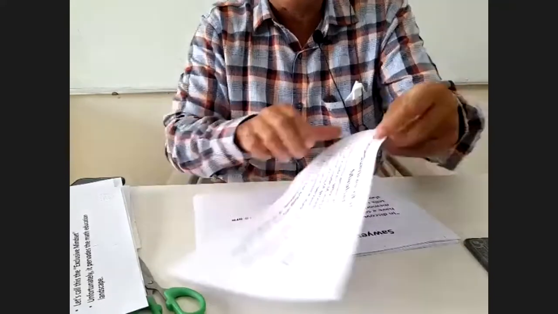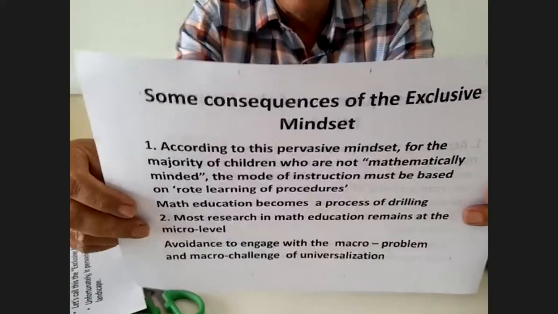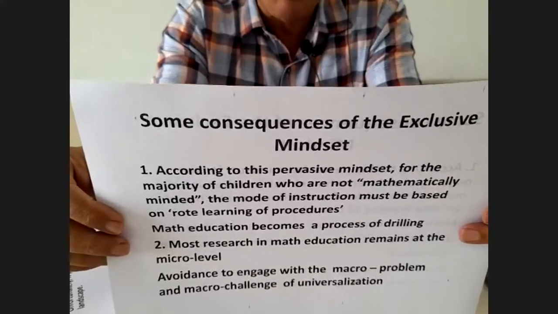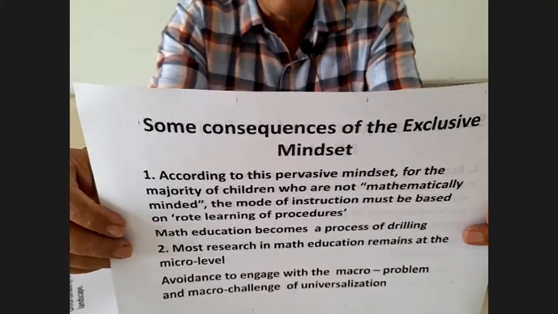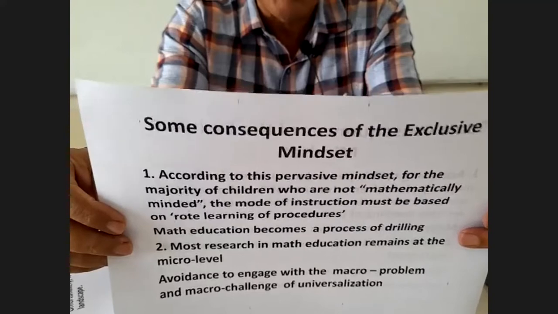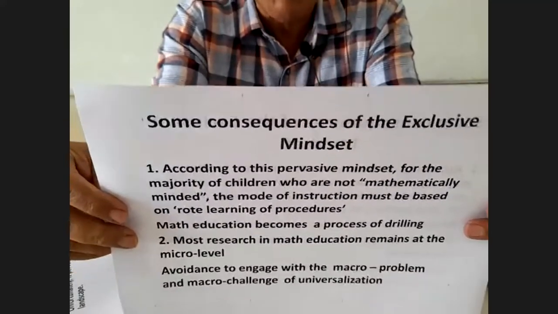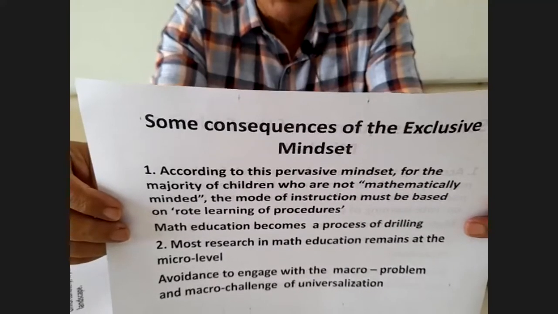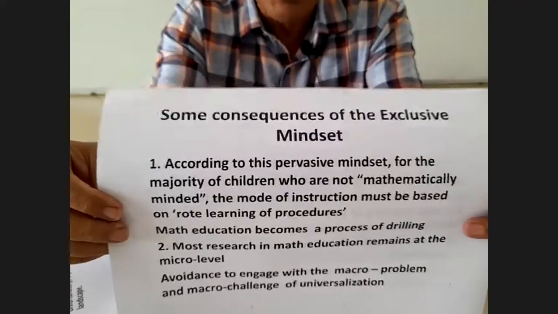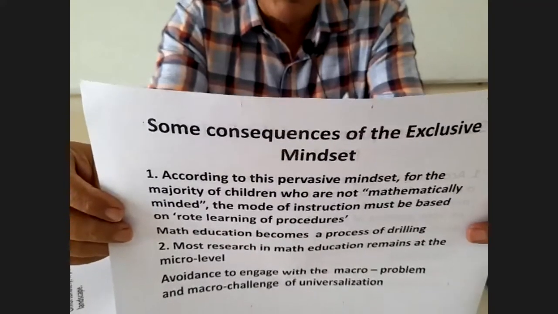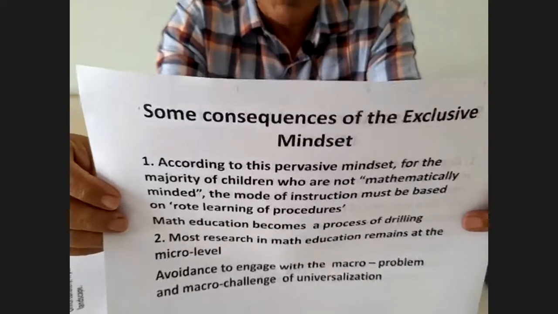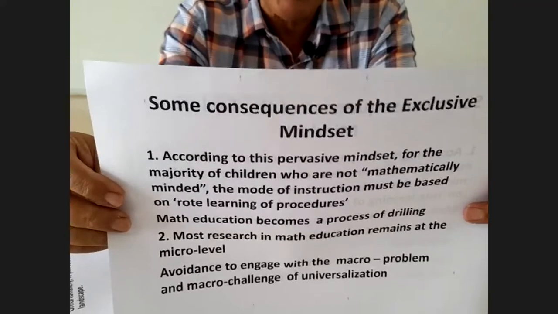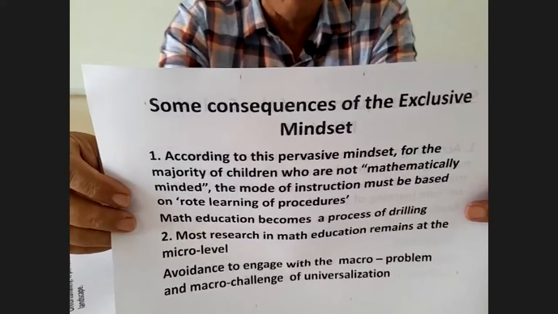Let's look at some consequences of the exclusive mindset. According to this pervasive mindset, for the majority of children who are not mathematically minded, the mode of instruction must be based on what else? Rote learning of procedures. So math education becomes a process of drilling. At another level, most research in math education remains at the micro level. There is a rather marked avoidance to engage with the macro problem and the macro challenge of universalization as mandated by the Right to Education Act.